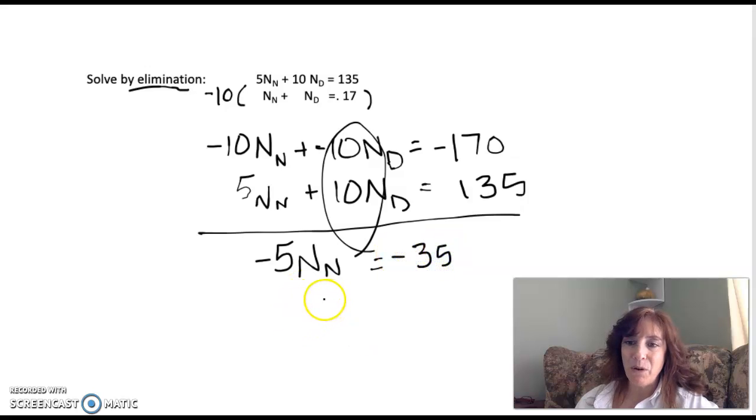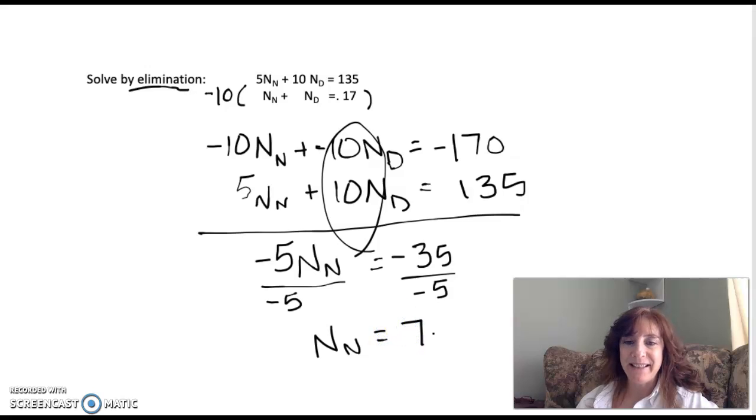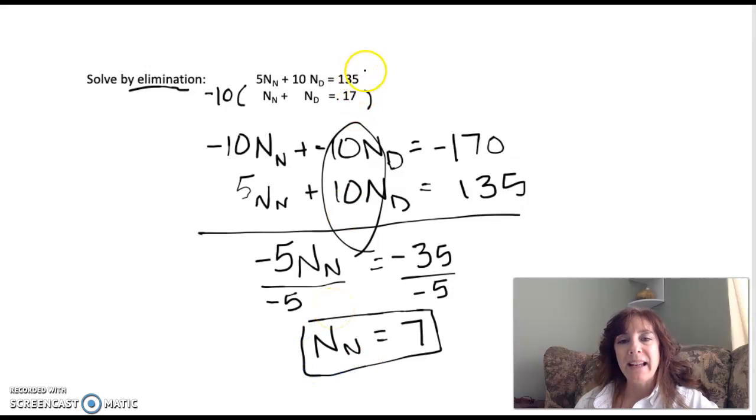This looks just like the one we did before. I divide by negative 5 because I want n of n by itself. And now n of n equals 7. I found one of my variables. Now I can go back and I can use any of these equations to find my other variable. This equation looks the easiest. It has the less numbers in it.